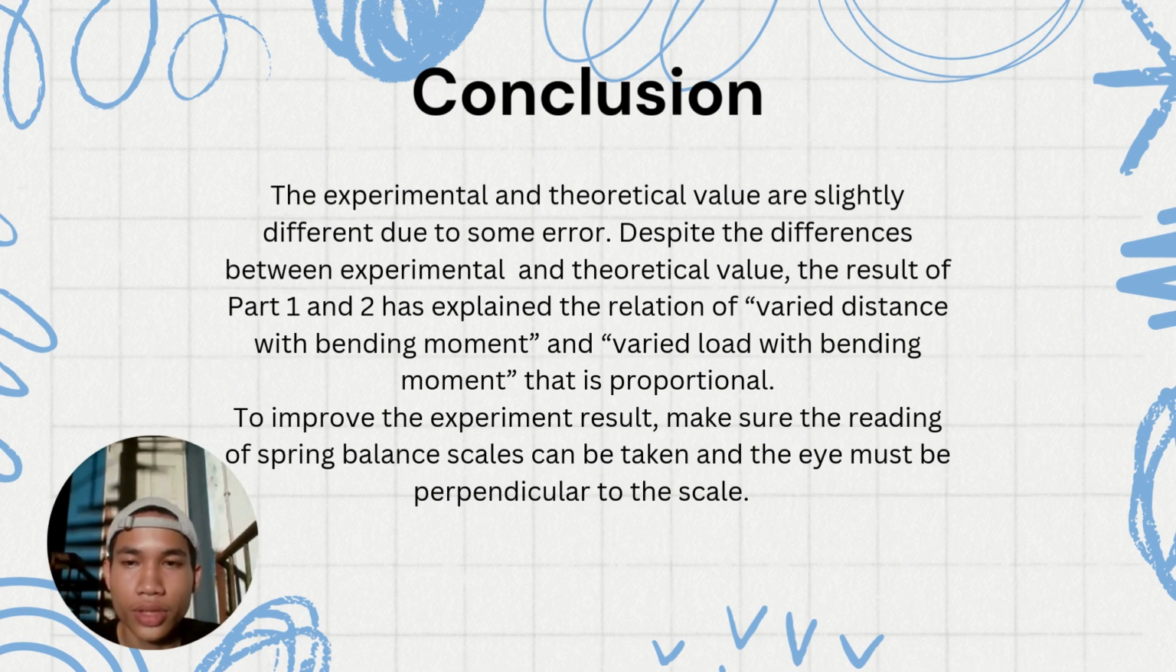As for the conclusion, the experimental and theoretical values are slightly different due to some error. Despite the differences between experimental and theoretical values, the results of parts 1 and 2 have explained the relation of varied distance with bending moment and varied load with bending moment, that it is proportional. To improve the experiment result, make sure the reading of the spring balance scale can be taken and the eye must be perpendicular to the scale.